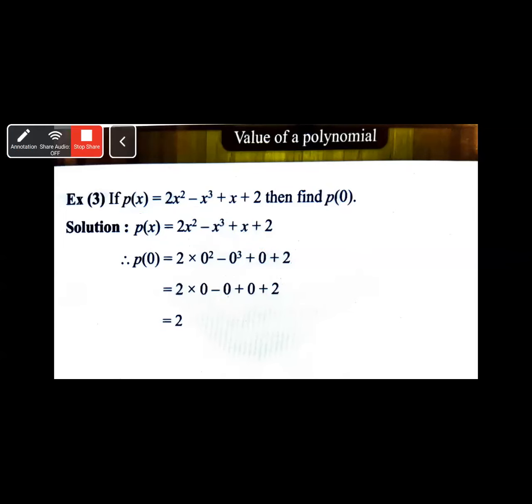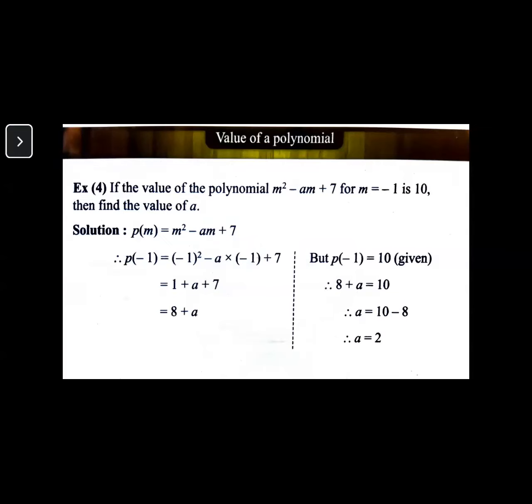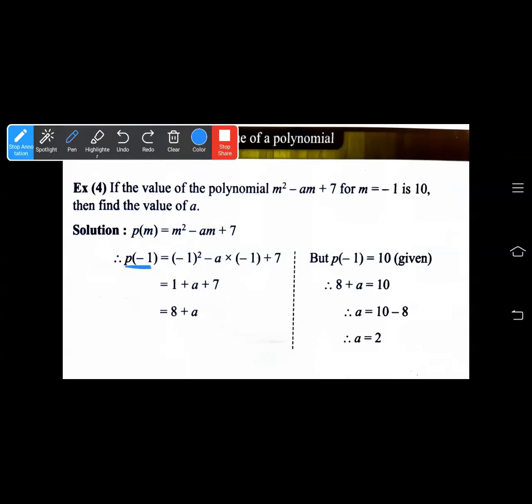Our next question is question number 4. If the value of the polynomial m square minus am, there is a twist in this question. They have given us an unknown value in between the polynomial. They've given the value of the polynomial. Value of the polynomial is 10 and the coefficient, the variable which we are going to replace is -1. That is value of m is -1 and the value of polynomial is 10. So here value of the variable is -1. Value of the variable and the value of the polynomial is quite different.